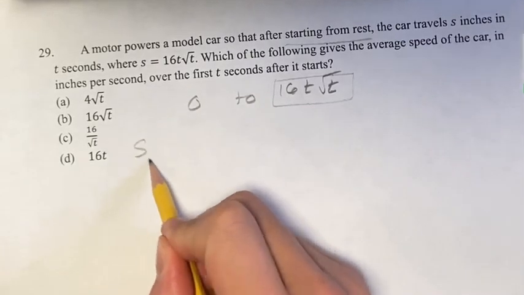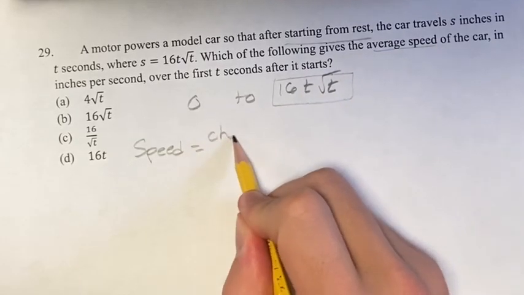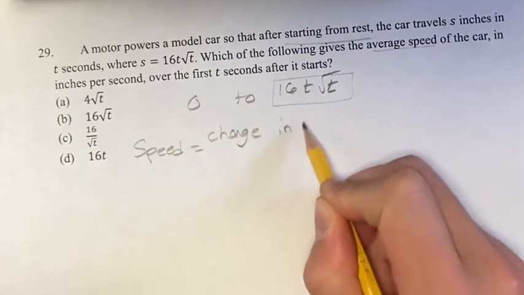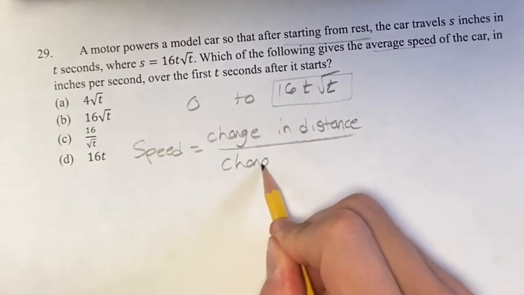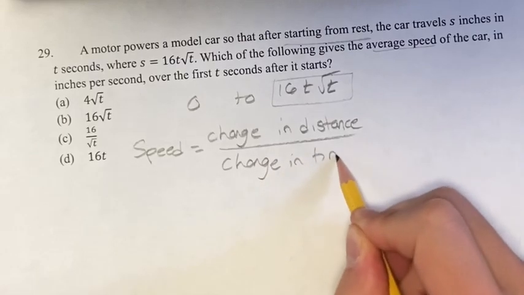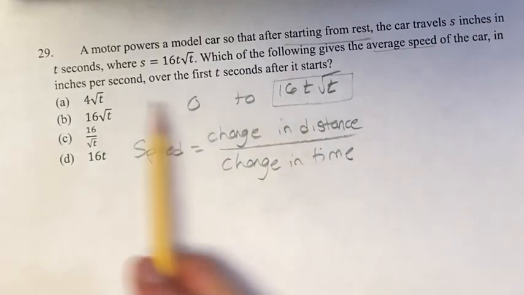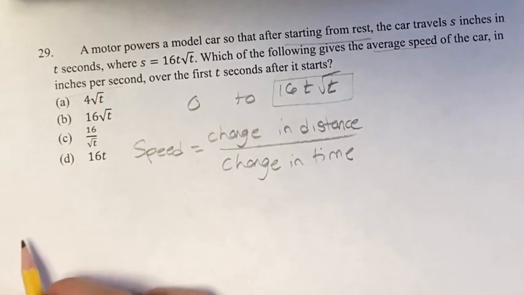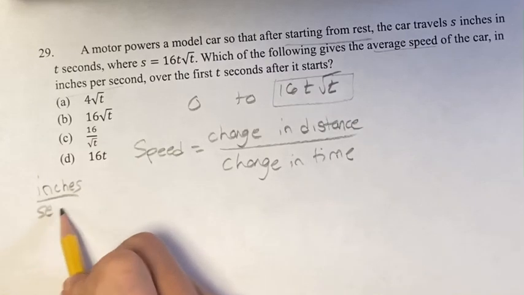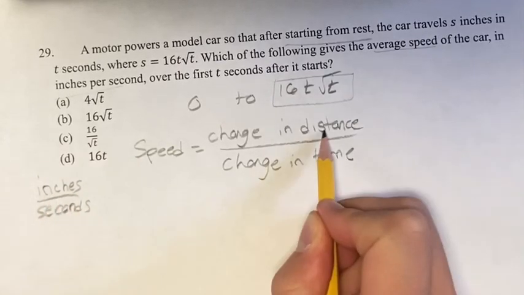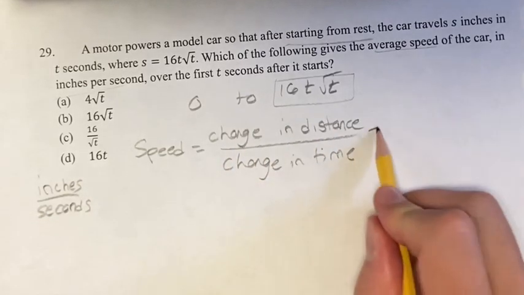Well, the equation for speed, when you're looking at average speed, is the change in distance over the change in time. And if you want to have a way to remember this, you can think, okay, we are looking for something in inches per second, so our final answer is going to be inches divided by seconds, and inches is distance, and seconds is time. So the units have to match with what we're actually calculating at the beginning.